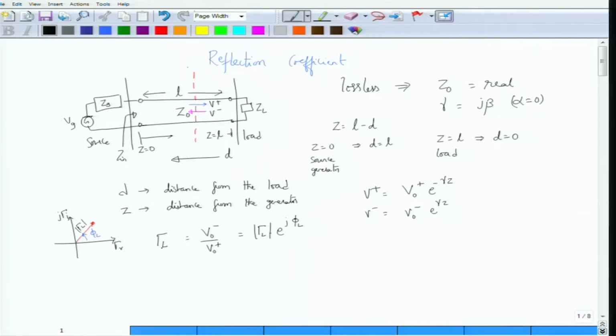So this is the load reflection coefficient, but what is the reflection coefficient at any plane? You imagine taking a particular plane here as shown in the red axis. There is an incident wave V plus, then there is a reflected wave V minus.